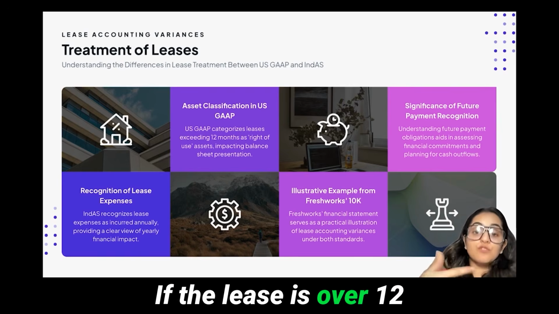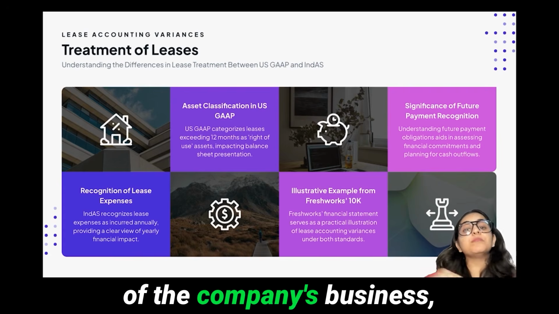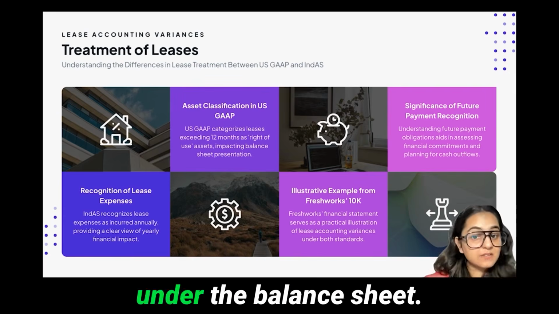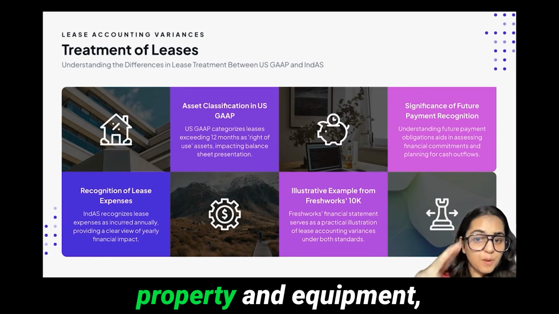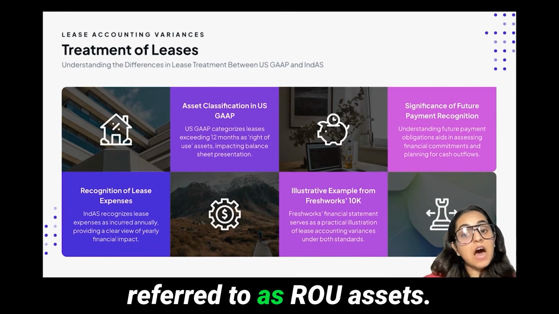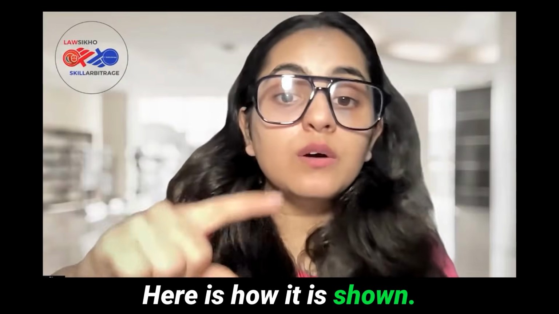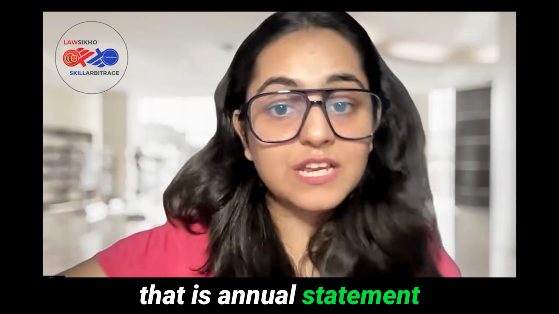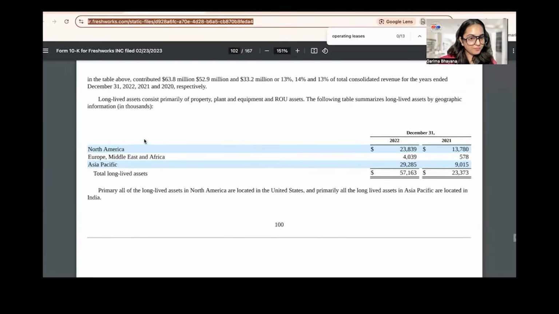If the lease is over 12 months and has material value from the perspective of the company's business, it will be classified as a right of use asset under the balance sheet. This is clubbed under plant, property, and equipment, where such leases may be referred to as ROU assets. Here is how it is shown. We will see the Freshworks latest 10K statement, that is annual statement filed with the SEC. Here you go. You see.